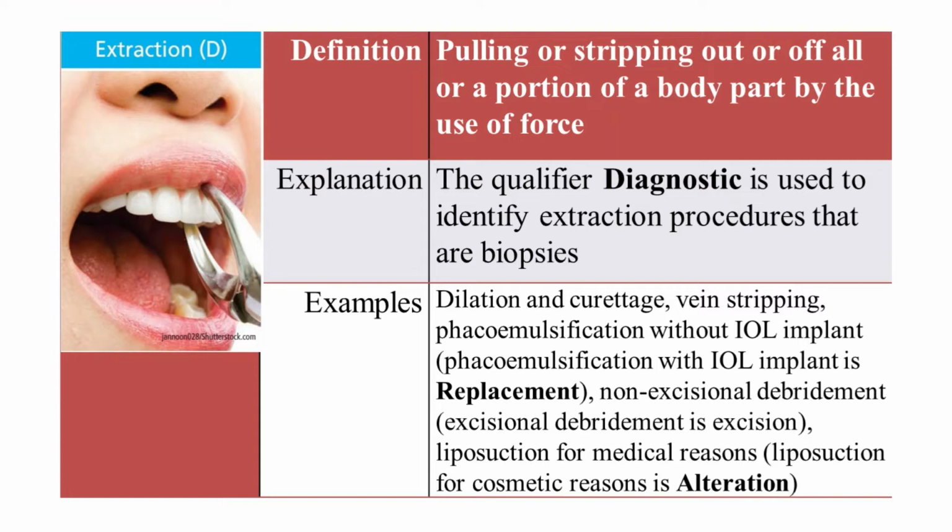Okay, now for extraction procedures, cutting used to reach the procedure site is also specified in the approach value. So basically, any sort of minor cutting should not be coded separately when the actual objective is to extract or pull off the body part.